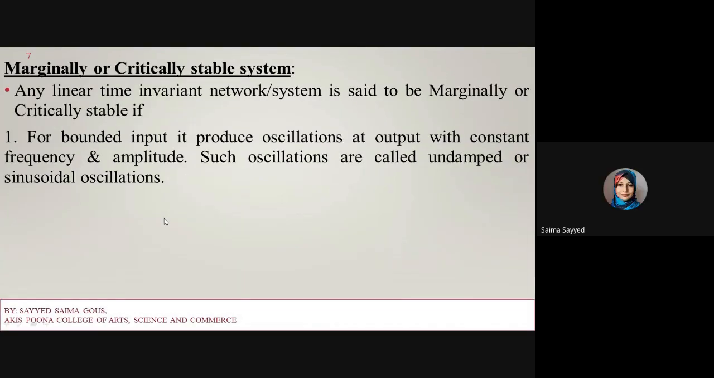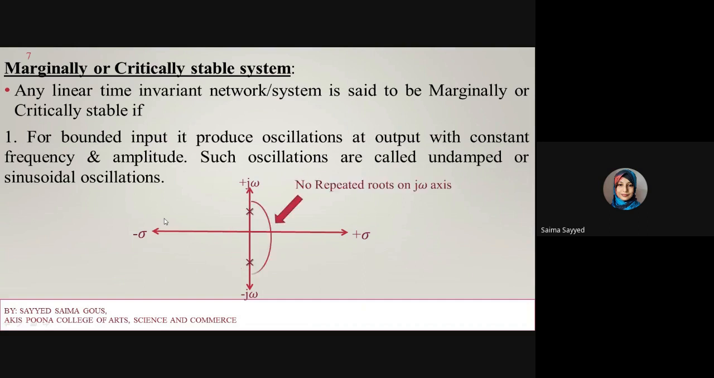So the marginally stable system is one where the roots of the characteristic equation are on the imaginary axis. When the poles are on the imaginary axis, the system is said to be marginally stable. But the first condition is no repeated roots on the j omega axis. If there are repeated roots, then it is said to be an unstable system.